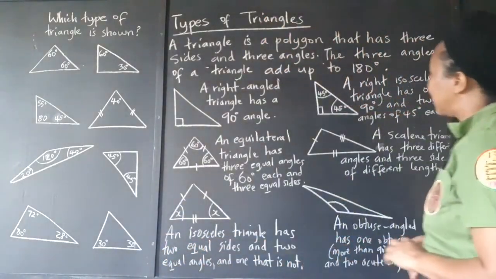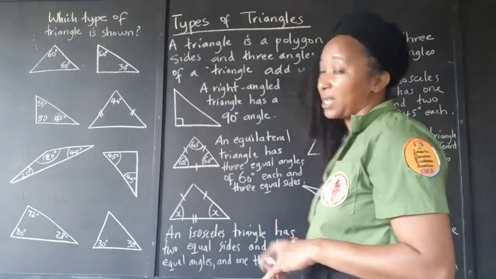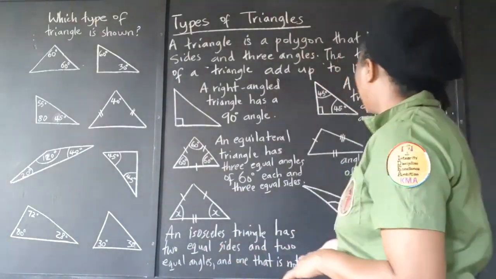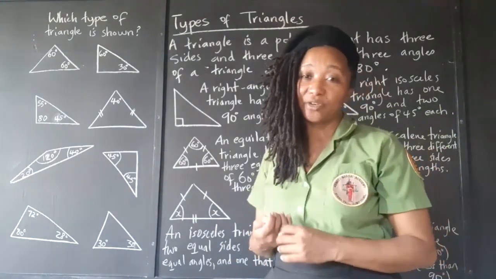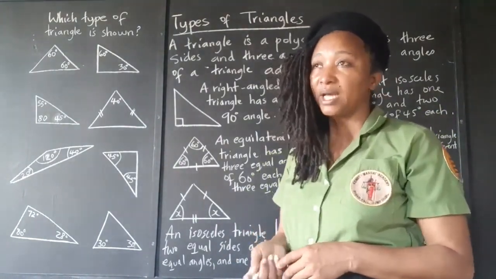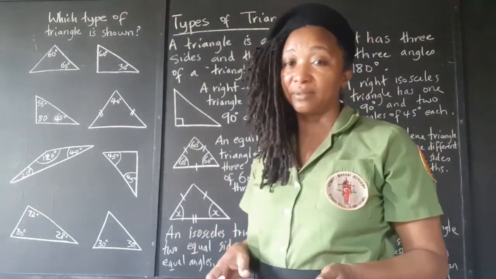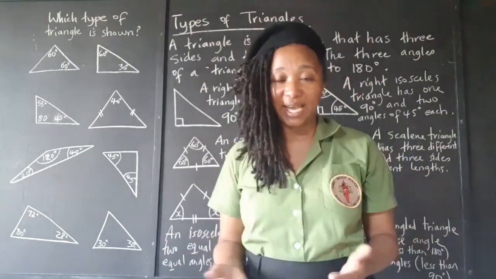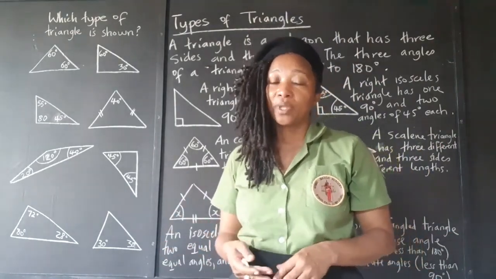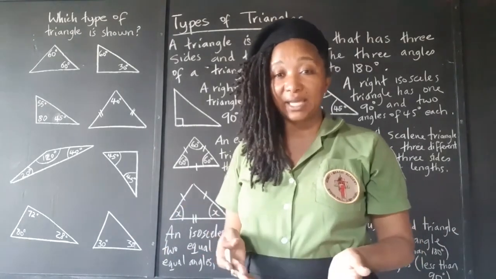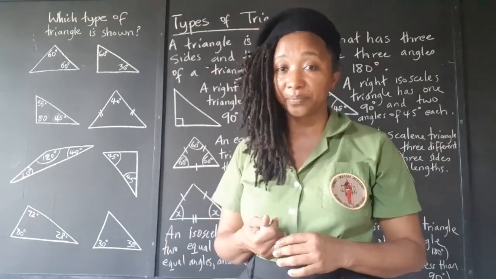So a triangle is a polygon that has 3 sides and 3 angles. The 3 angles of a triangle add up to 180 degrees. Alright, so actually the triangle is the first kind of polygon. A polygon is a many-sided figure, many angles, many sides. So the lowest number of sides and angles that a polygon can have is 3.